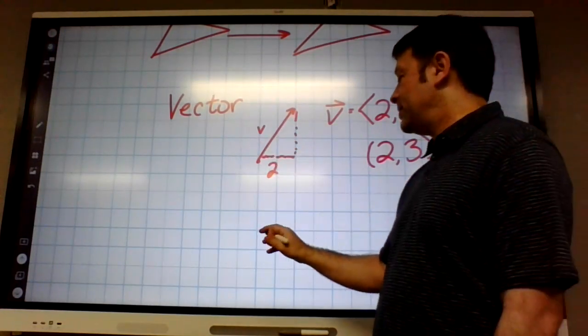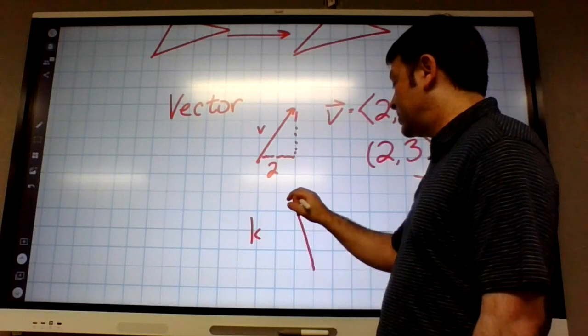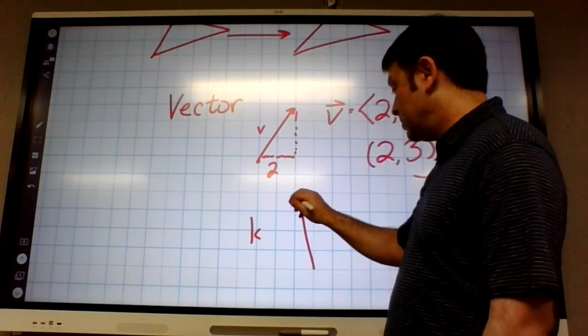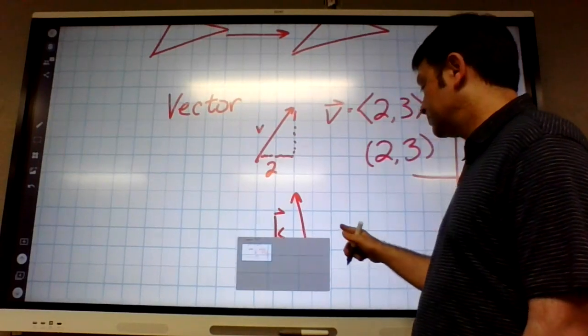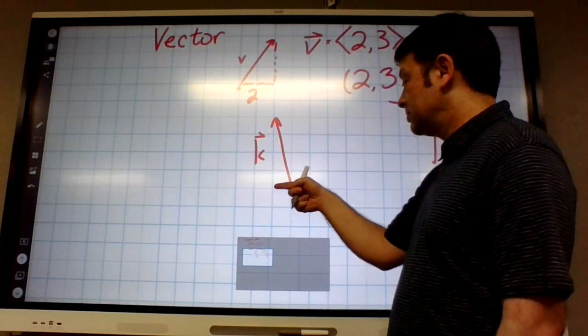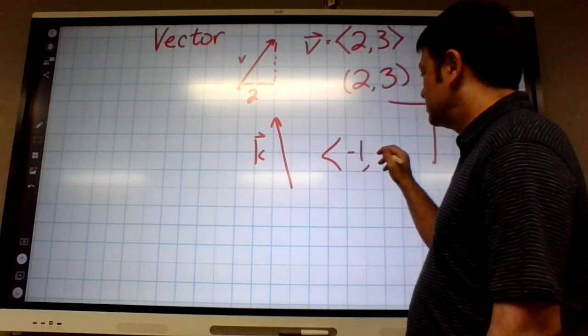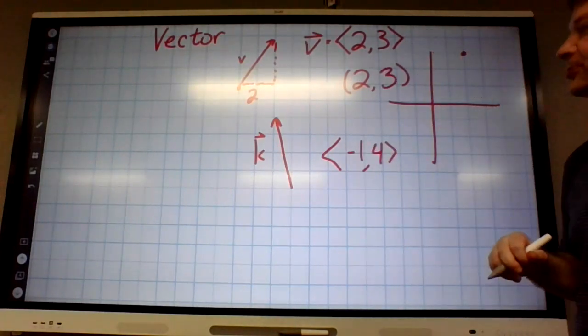Okay, so if I set another vector, let's say it's vector k, and it went like this. What would that be? Over negative one, and then three. Four. Okay, so it just moves left one and up four.